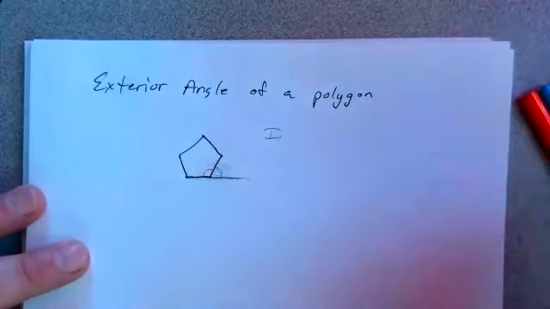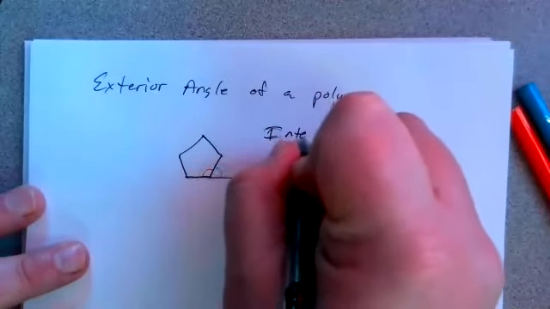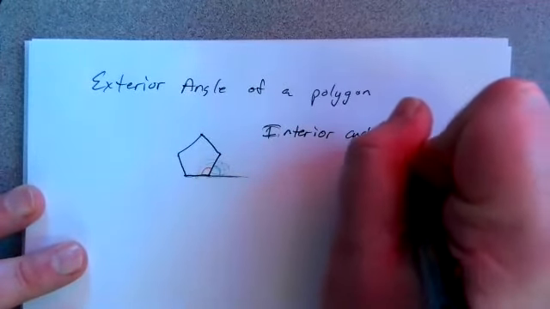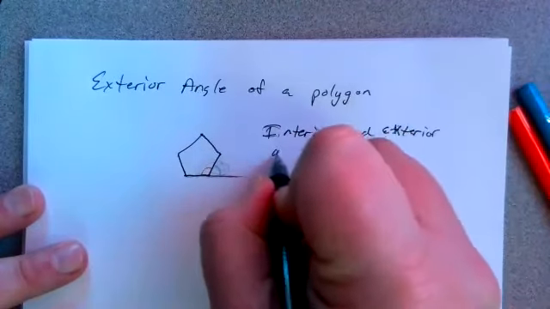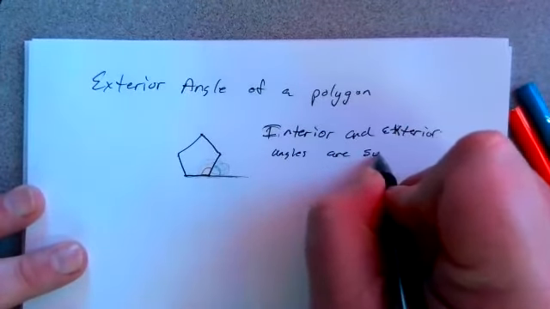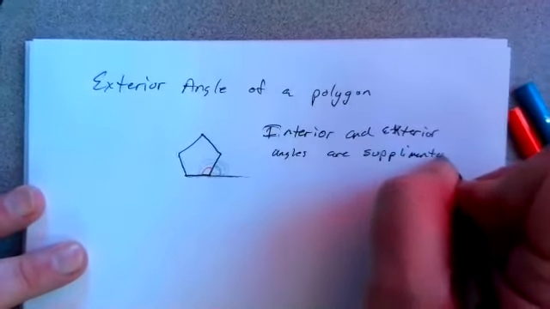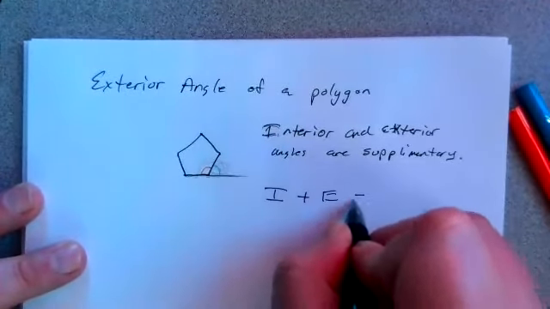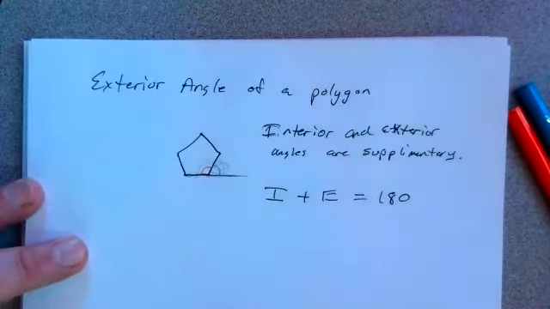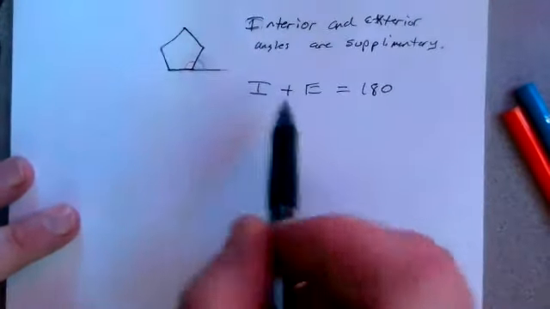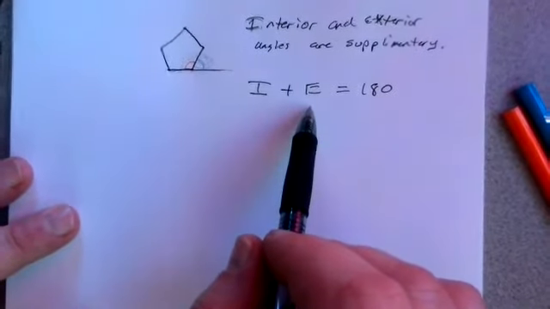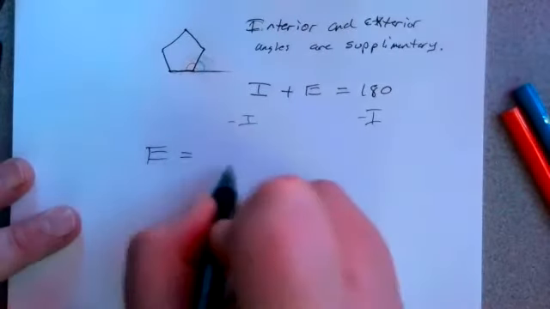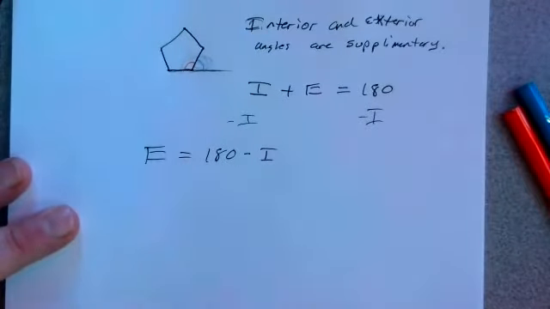So interior and exterior angles are supplementary. In other words, an interior angle plus an exterior angle equal 180 degrees. Well, if I wanted to find the exterior angle of a regular polygon, then I would subtract the interior angle from both sides. So an exterior angle is equal to 180 minus an interior angle.